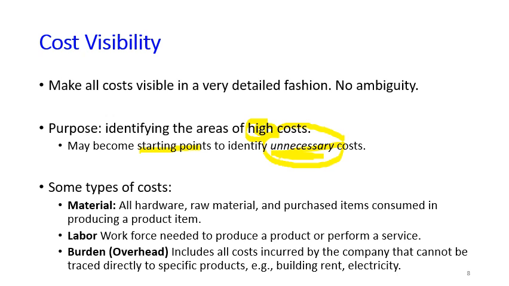Some types of costs can be material cost, labor cost, and burden or overhead cost that cannot be traced directly to specific products. For example, the building rent and electricity are included in this overhead cost.